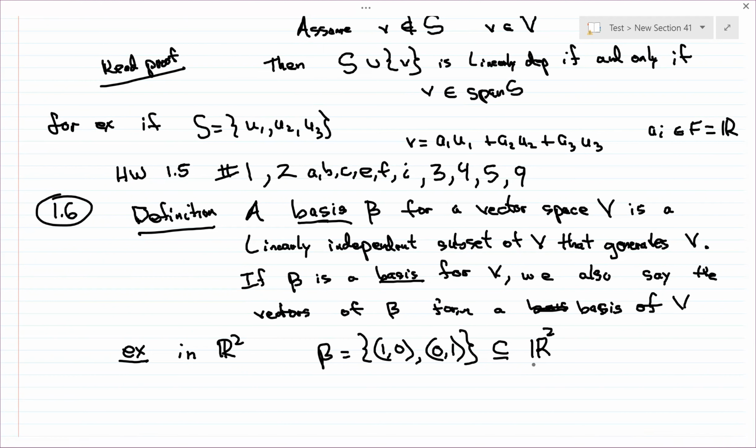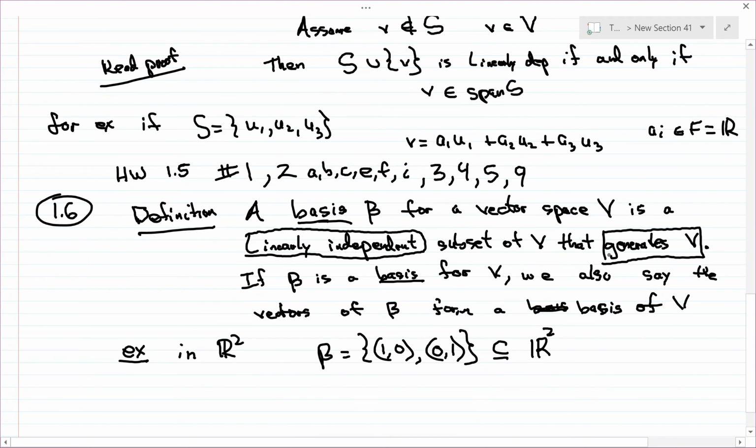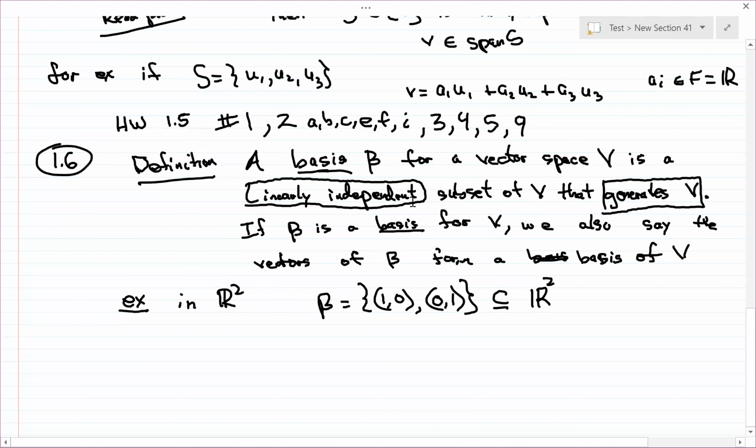And it's got to have two properties. It's got to be linearly independent. I'll circle that. And it has to generate V. It has to do both of those things. So what does it mean to be linearly independent? We just did that. Let's verify this beta is a basis.